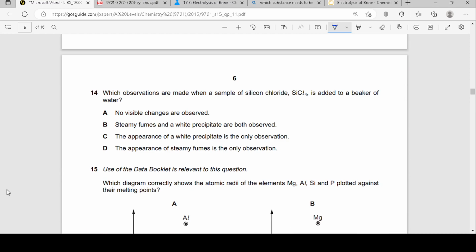Which observations are made when a sample of silicon chloride, SiCl4, is added to a beaker of water? No visible changes are observed. Well, let me just write down the equation first. SiCl4 plus H2O gives you SiO2 plus 4HCl. Okay, that's your equation. Let me just balance it. Okay, now it's balanced.